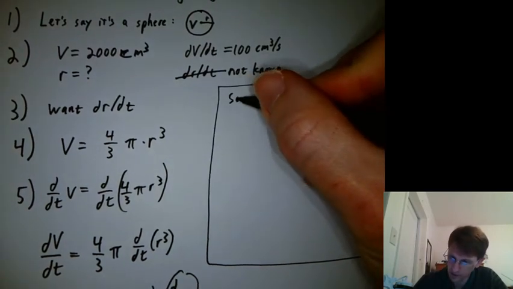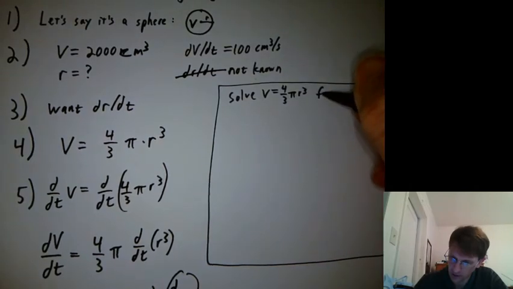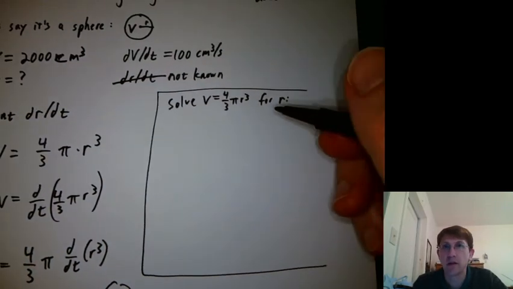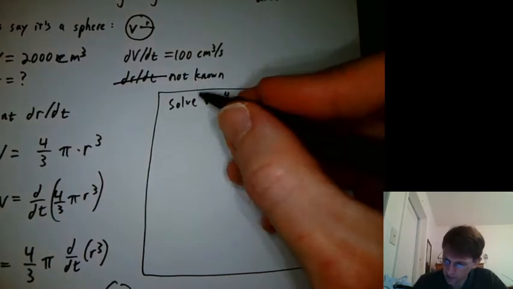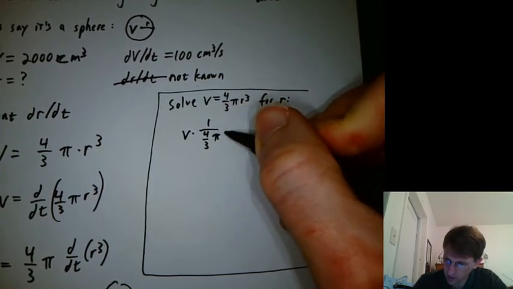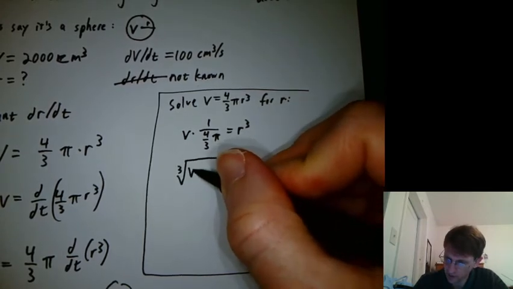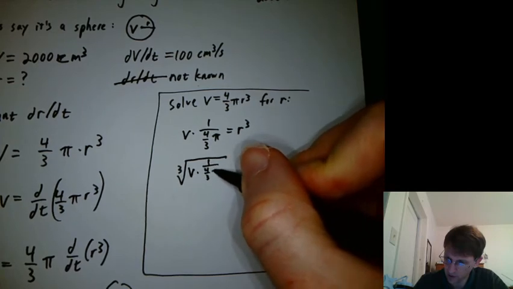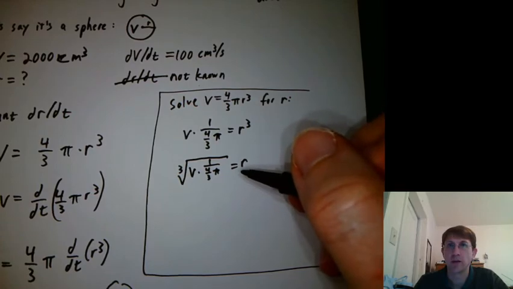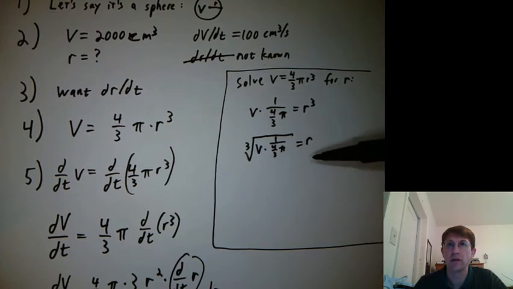Let's solve V equals 4/3 pi r cubed for r. So we divide both sides by 4/3 pi and then take the cube root. So we'd say V times 1 over 4/3 pi equals r cubed, and then take the cube root: V times 1 over 4/3 pi, to the 1/3, equals r. So at this point I would plug in 2000 for V, and that would get r.